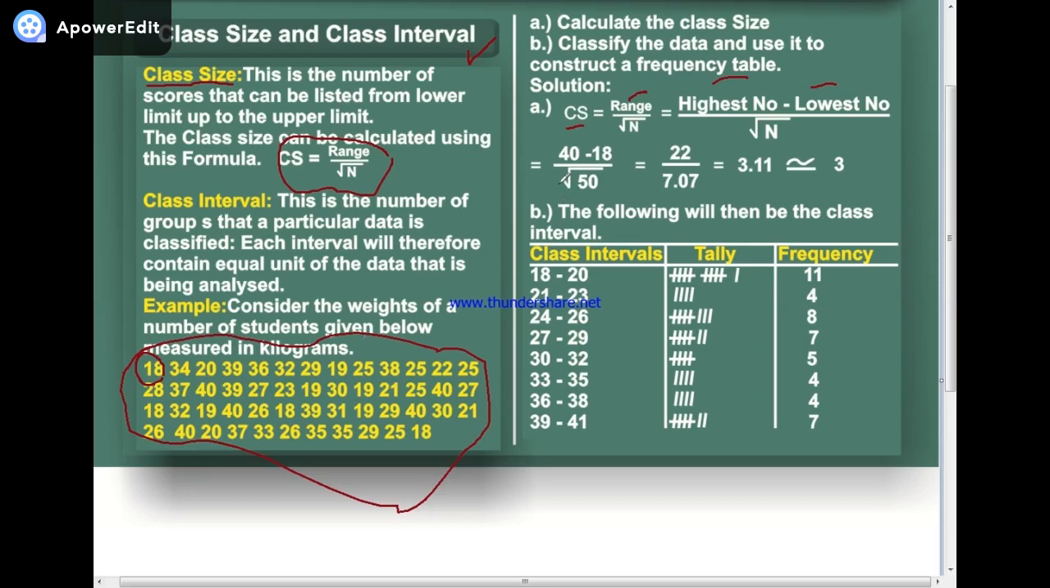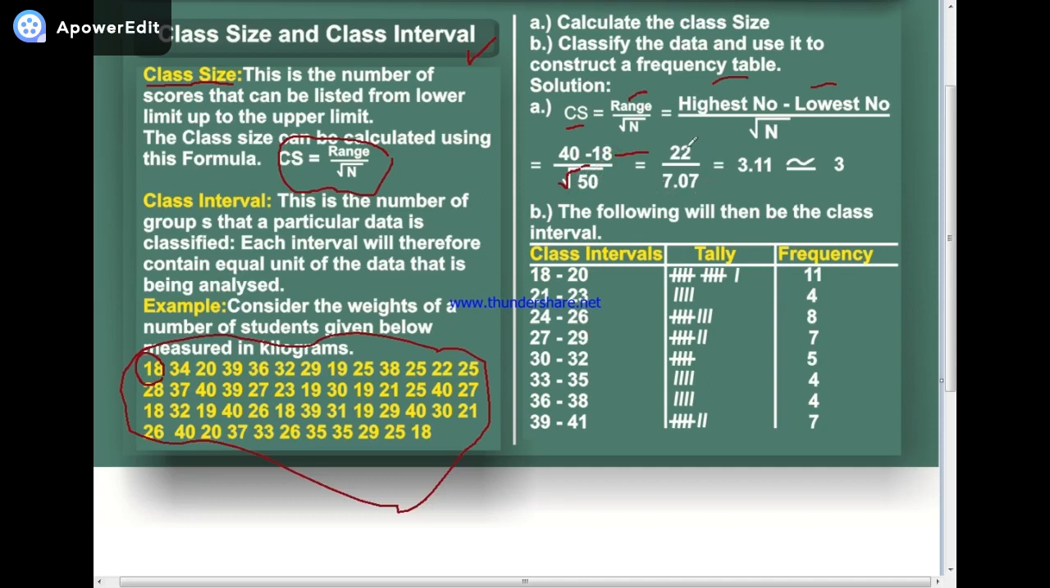So that means you will look for the square root of 50. So that means highest number minus lowest number over square root of n has been simplified here. Are you getting it? So now the next one is about 40 minus 18. 40 minus 18 will now give you 22. And the square root of 50 will give you 7.07.